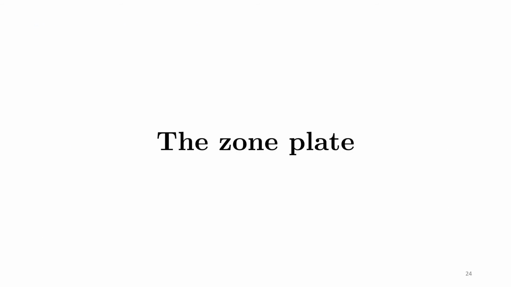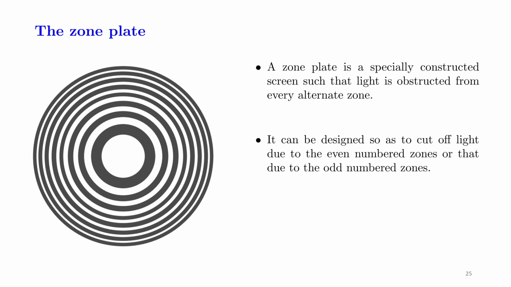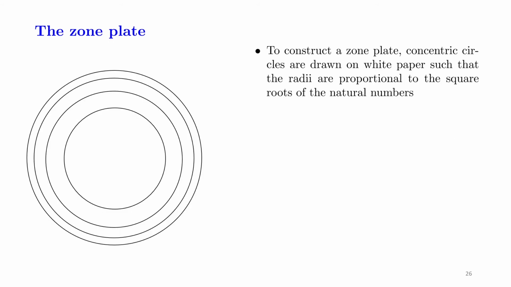The zone plate. A zone plate is a specially constructed screen such that light is obstructed from every alternate zone. It can be designed so as to cut off light due to the even numbered zones or that due to the odd numbered zones. To construct a zone plate, concentric circles are drawn on a white paper such that the radii are proportional to the square roots of the natural numbers.